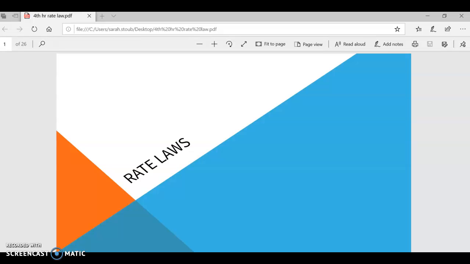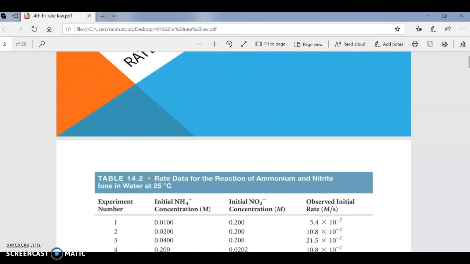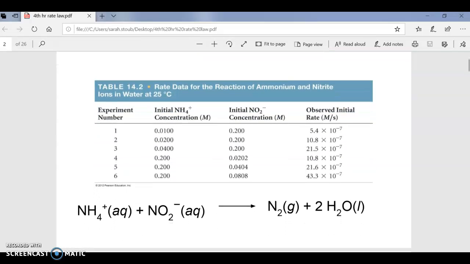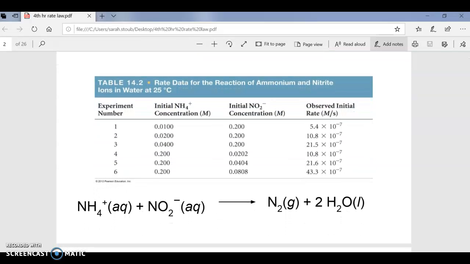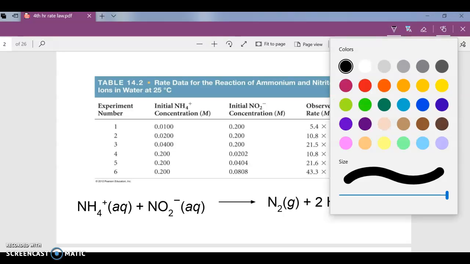Today we're going to be learning about rate laws, so let's get right at it. Here I've got some data for you. So far we've looked at rates of reactions, which is what you can see on this far right side.